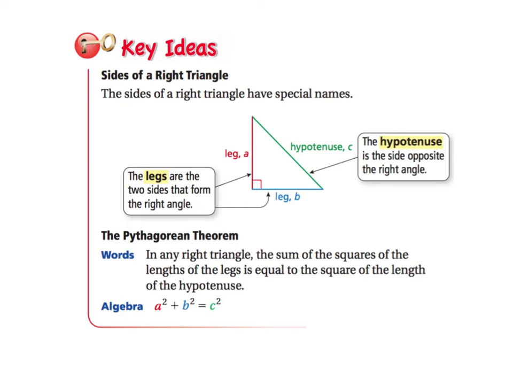Remember that the Pythagorean theorem states that the sum of the squares of the two legs is equal to the square of the hypotenuse. We write the formula as a squared plus b squared equals c squared, where a and b are the legs and c is the hypotenuse. We are going to be using this formula to find the length of a hypotenuse today.